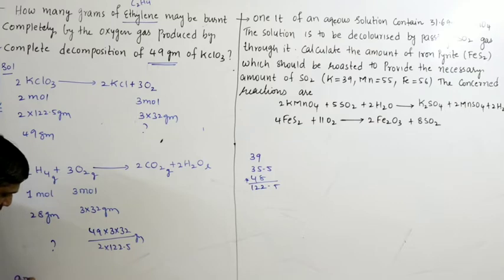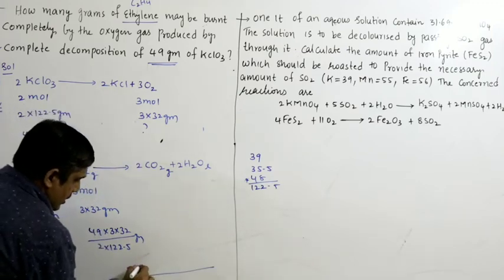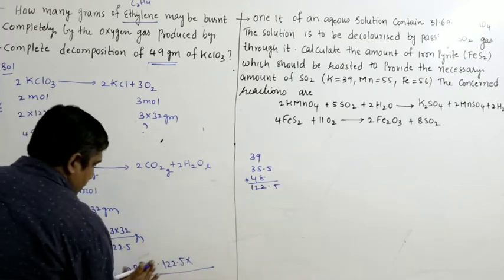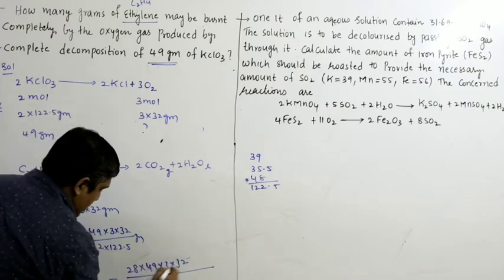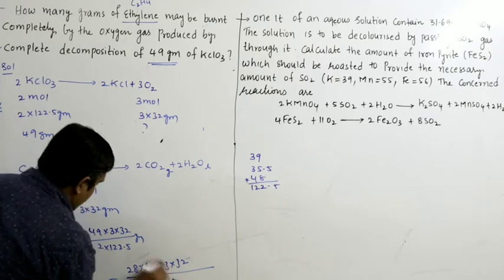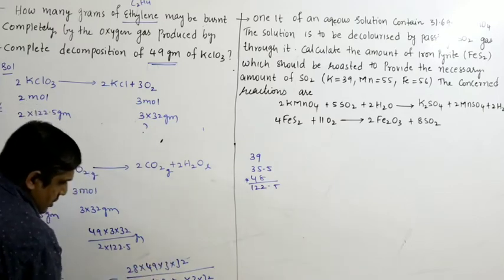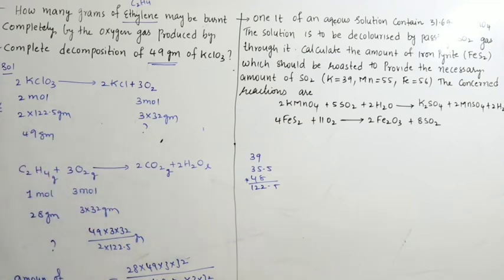So the amount of C2H4 that can be burnt is equal to, cross multiply, 28 into 49 into 3 into 32, with 2 into 122.5 coming to the denominator. So we can eliminate these two. So I get around 5.6 grams.